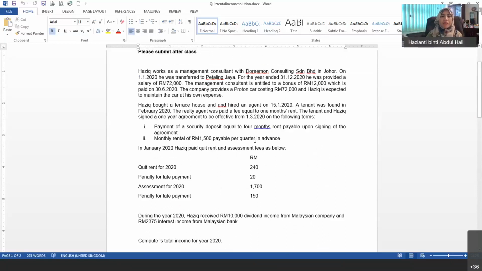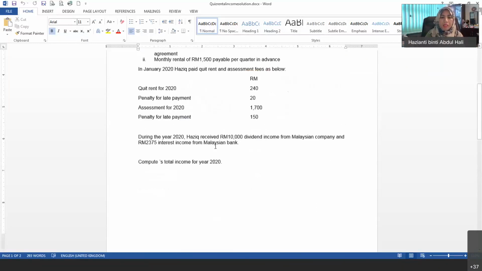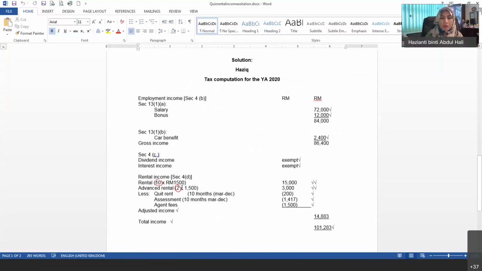Okay, the explanation here is long, which means he gets payment per quarter, and one quarter is 3 months. But here he gets it from 1st March, right? So we calculate until December, which is not a full year because he started in March. That is why we have an advance rental of 2 months, 2 times 1,500. Advance rental is taxed in the year of receipt.